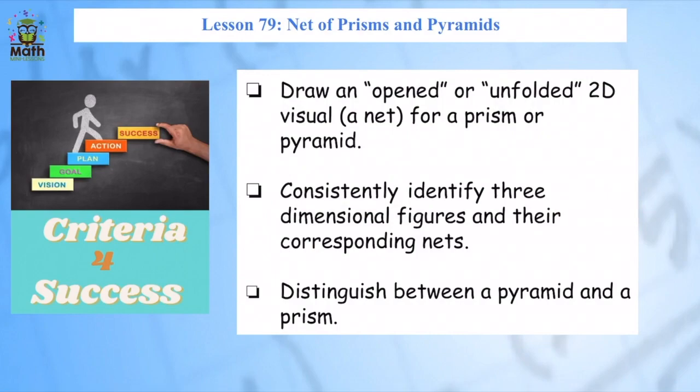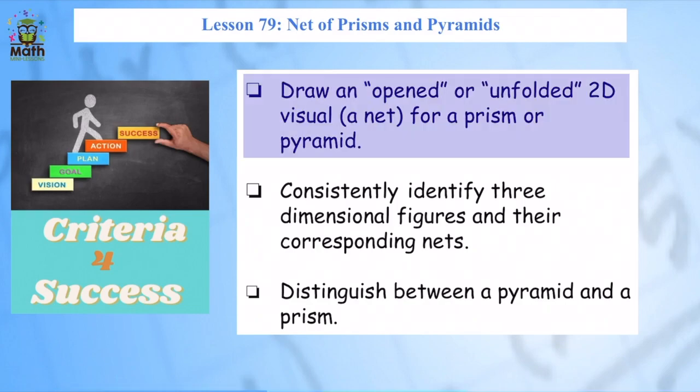Welcome to lesson 79, and in this lesson we're going to learn how to draw nets of prisms and pyramids. A net is just an open or an unfolded visual representation of a prism or a pyramid. It's kind of like a box, except we're going to make it flat, and then we're going to use that to find the surface area.